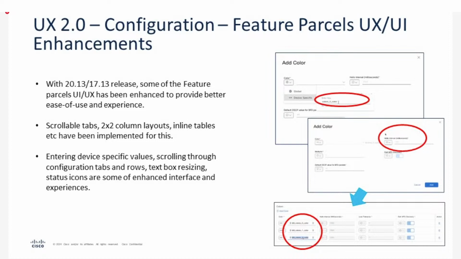So in this section of UI and UX, there was also some room for improvement based on several feedback that we received from the field as well as directly from the customer. So with 20.13, we have made some enhancements to the feature parcel UI as well. You can see in the diagram here some of the enhancements are the scrollable tab, the inline tab that has been implemented, where we can now also enter the device specific values, and the text box resizing as well.